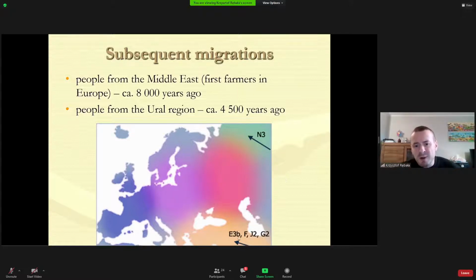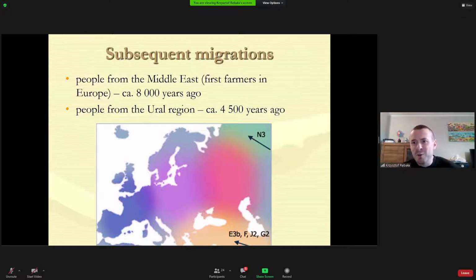Haplogroups E3, BF, J2, G2. These were people from the Middle East, actually the first farmers in Europe. They arrived in Europe approximately 8,000 years ago, so they brought farming with them.